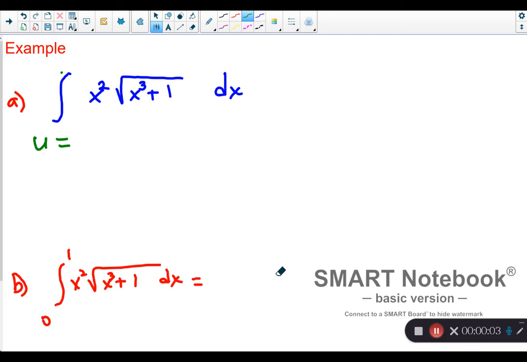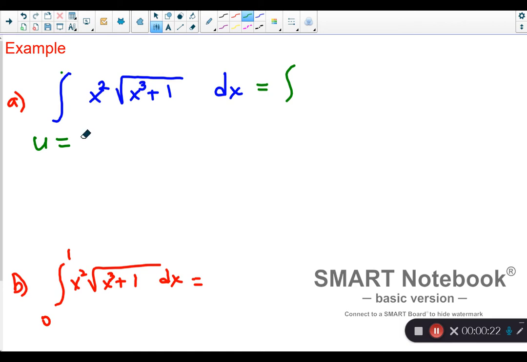Alright, welcome back everyone. Here is our next example on U substitution. So once again, a complicated looking integral which would have been impossible for us to solve without the method of U substitution. But now the goal is to try to rewrite this integral in terms of a much simpler looking integral that has the U variable.